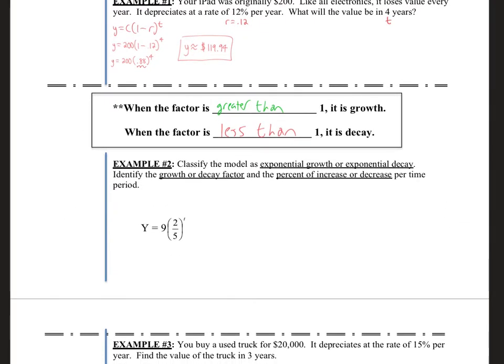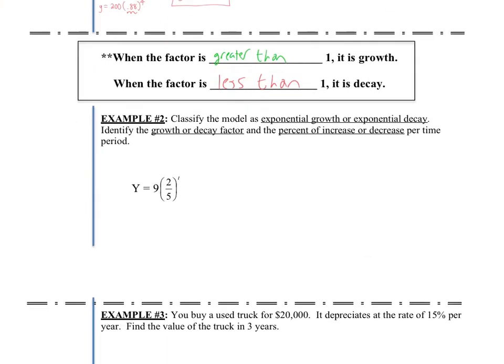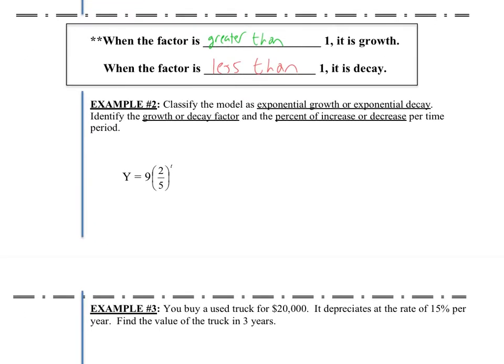All right, so we're going to do this example 2 together. We're going to try a couple more of these types of problems later to make sure we're comfortable with it. Okay. So it says classify the model as exponential growth or exponential decay. Identify the growth or decay factor and the percent of increase or decrease per time period. So we're going to have to solve for 3 different things here.